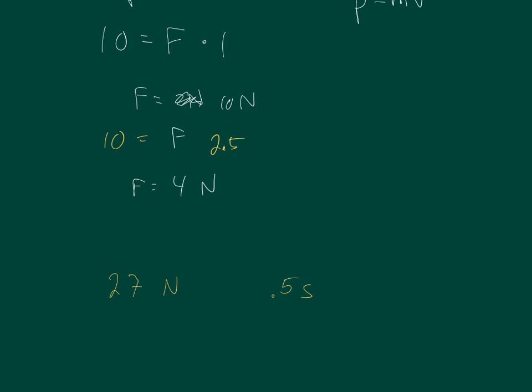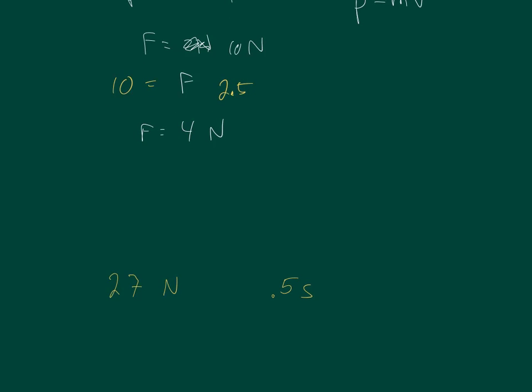As a result, determine the change in momentum of the object. So, change in momentum really means delta P. That's what you're trying to find. And if you recall, delta P simply equals F times T.